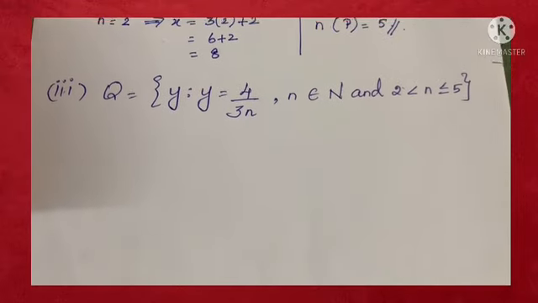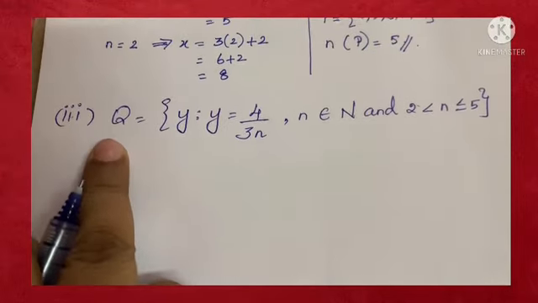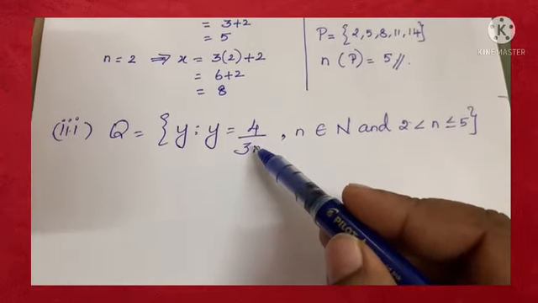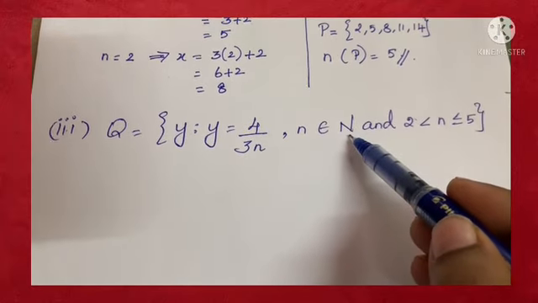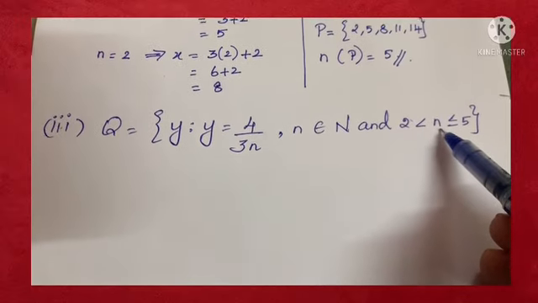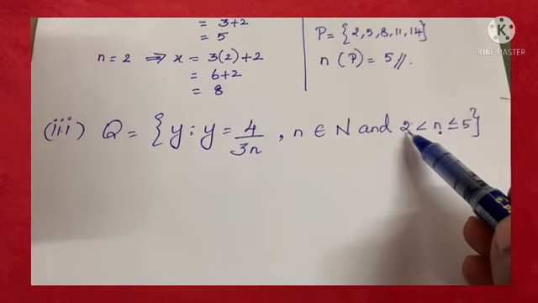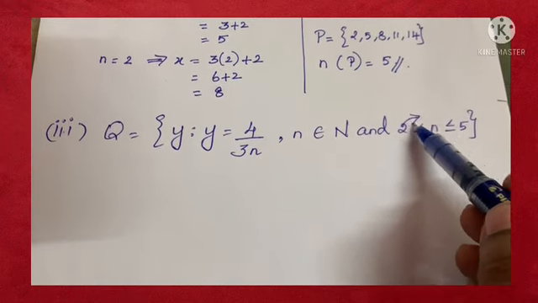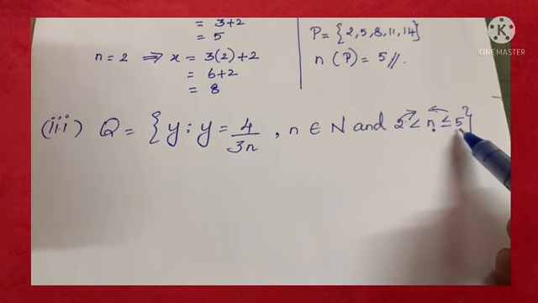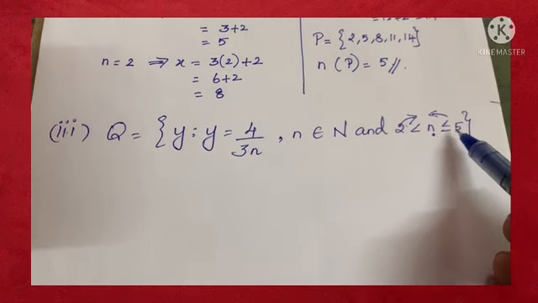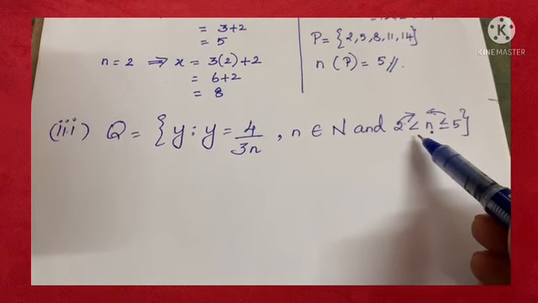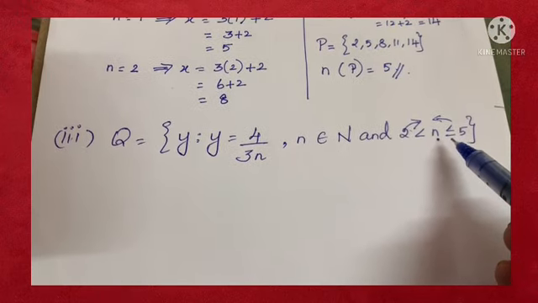The same cardinal number. Q is equal to Y, where Y is equal to 4 by 3n, where n belongs to capital N. Capital N means natural numbers which starts from 1. And n should be greater than 2 and less than or equal to 5. Okay. Now we'll take the values after 2, which is going to be 3, 4 and 5. So these three numbers I have to consider.